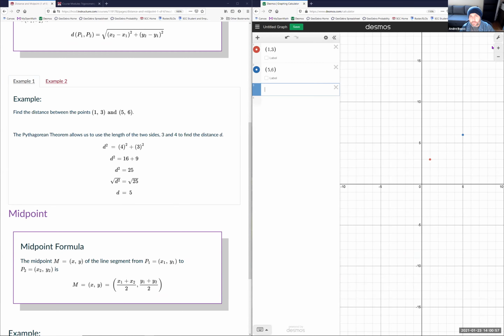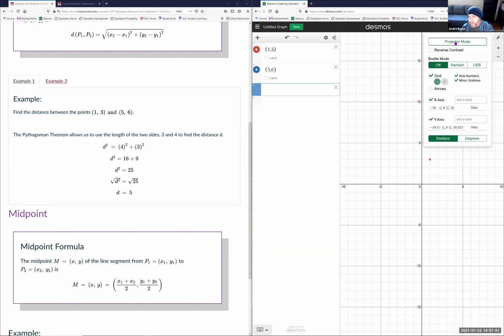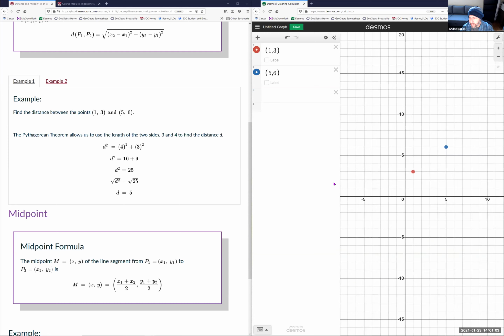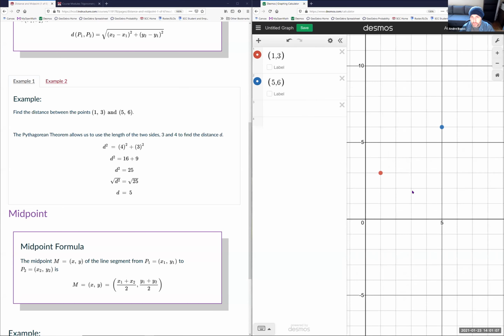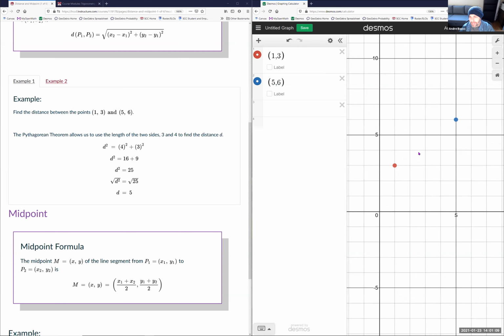Let me turn on projector mode to make sure that we got this, so we can see this. And I can even zoom in a little bit here. There we go. So we got 2 points in the plane. I want to find the distance from here to here. And the shortest distance is like this. The shortest distance is on the line there.